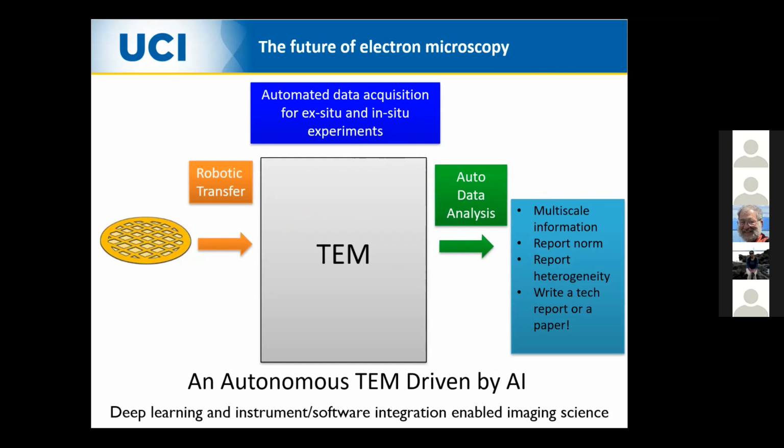And you have automated data analysis that gives you multi-scale information. In the TEM, we can go from multiple micron scale down to the atomic scale, and report the norm, the average of what your material looks like, and also report heterogeneity, right? So this is really what we want: we don't like the student to cherry pick the data. We want the whole picture.